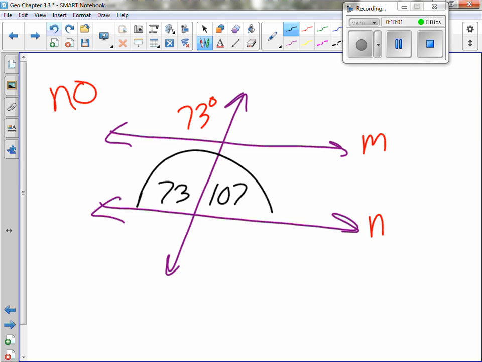So if you have trouble seeing if they are parallel, kind of fill some of the information in. Fill in the ones that are congruent, and if it does line up that they are congruent, then yes. But here, when we had 73 and 73, we saw that that didn't equal 180. It didn't work. Any questions on this here?